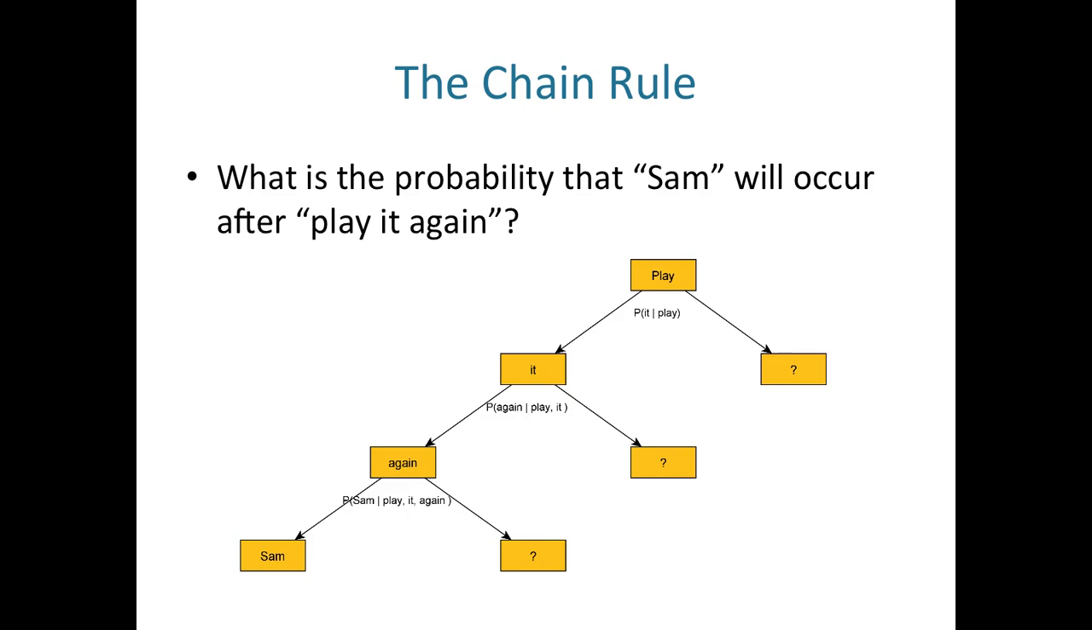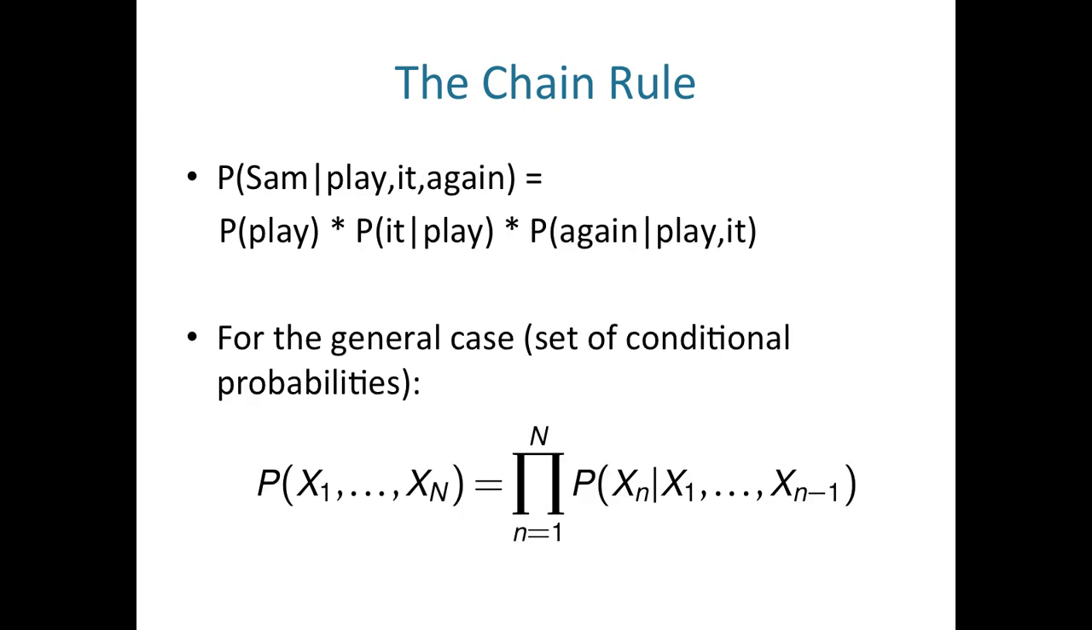This is something that, for example, Google uses when you are searching for things in Google. They try to fill in your sentence and they use different probabilistic models. Now, the probability of knowing that play, eat, and again appear in a sentence, Sam will appear, can be expressed as a product of different probabilities.